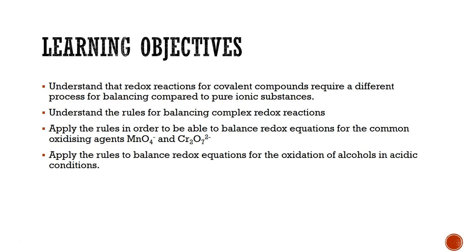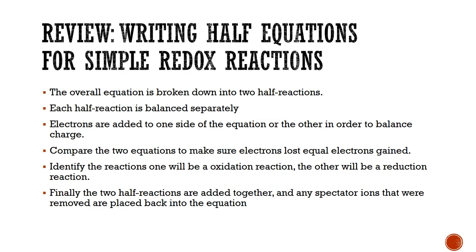So going through what we want to be able to do after we've watched this video, we need to be able to understand that redox reactions for covalent compounds require a different process for balancing compared to pure ionic substances. Understand the rules for balancing complex redox reactions. Apply the rules in order to be able to balance redox equations for common oxidizing agents such as permanganate or dichromate. And then apply these rules to balance redox equations for the oxidation of alcohols in acidic conditions or other organic compounds. So basically being able to pull out those half equations and overall equations for things where the electron transfer isn't so straightforward.